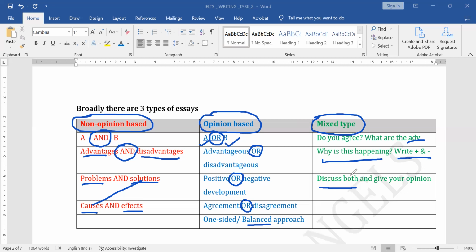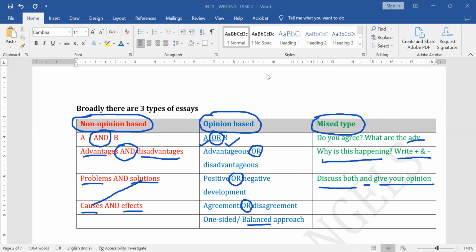Or they might ask you to discuss both. I have given you two choices. Some people think A, some people think B. You discuss both, and after that give your opinion. Okay. Now, I don't really expect you to memorize all these essay types. I just wanted you to be alert and aware of these topics.